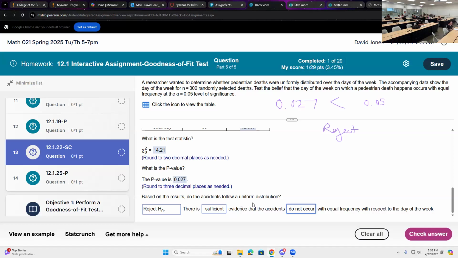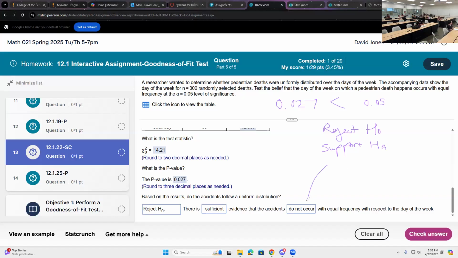Right? Guess I should add that. Reject H naught, support HA. Thing with the mouse is awkward. HA is at least one is different. If one is different, they're not occurring with equal frequency.